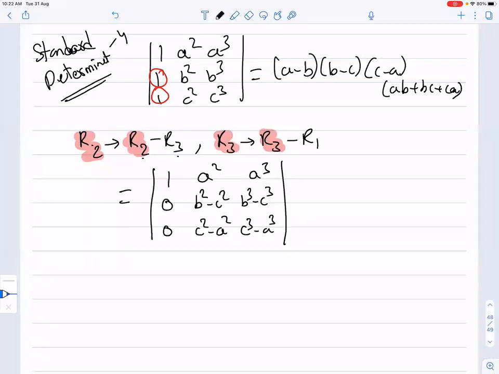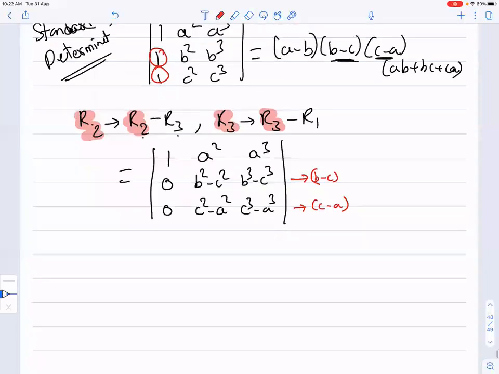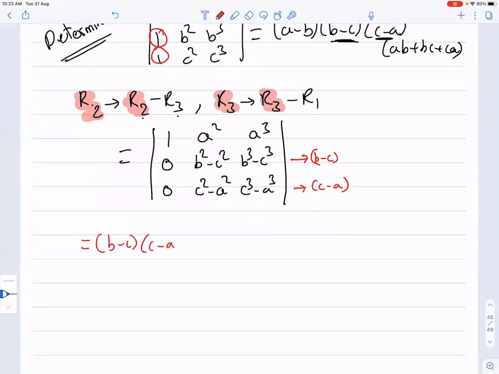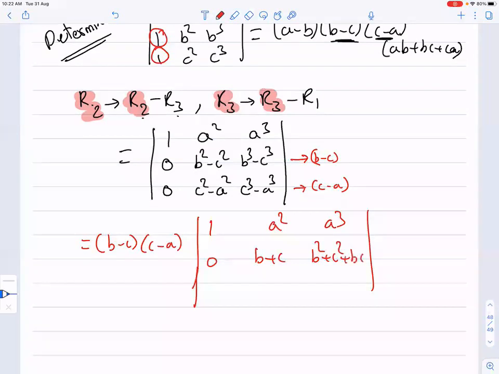See, we need to take B minus C and C minus A, both common. I make sure that B square minus C square comes, and C square minus A square comes also, such that we can take B minus C common from this, C minus A common from this. Two factors. So we'll take B minus C, C minus A common, and we are going to get 1, A square, A cube, 0, B plus C, B square plus C square plus BC, 0, C plus A, C square plus A square plus AC. Is it clear, students?